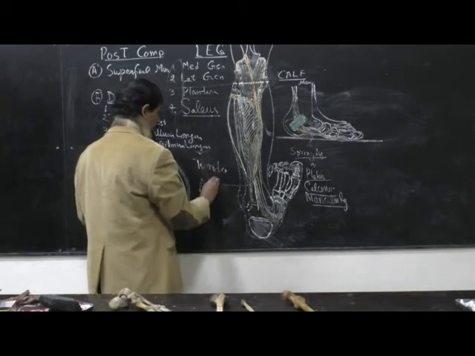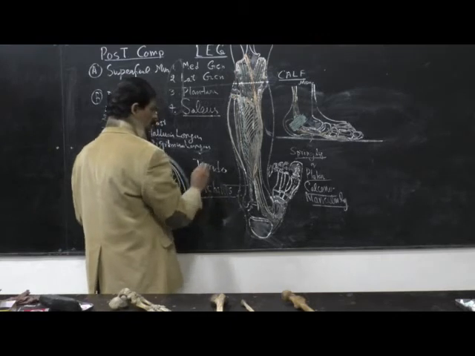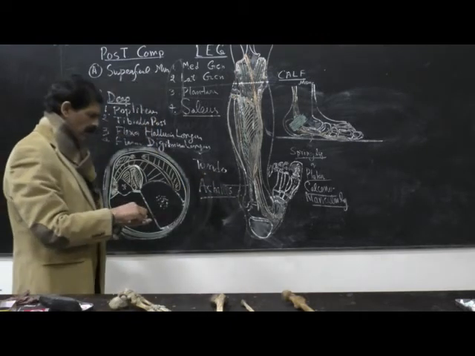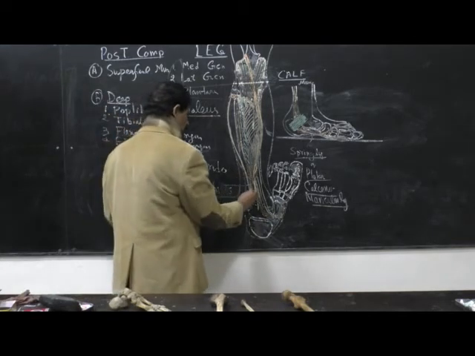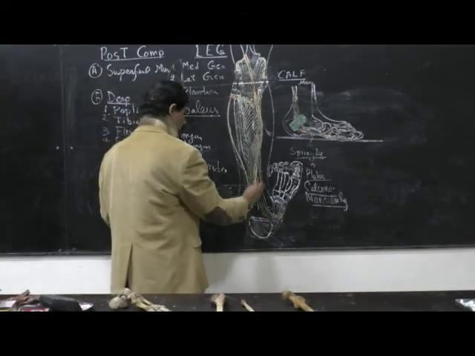Tendo Achilles, or tendocalcaneum. So this is how the 4 muscles unite to form one single tendon, the tendocalcaneum.